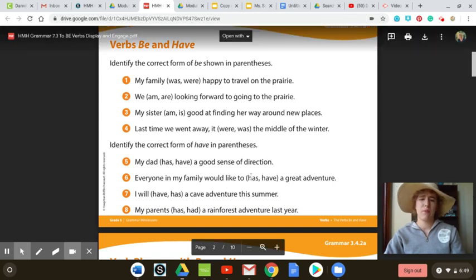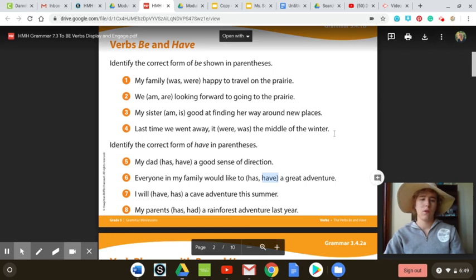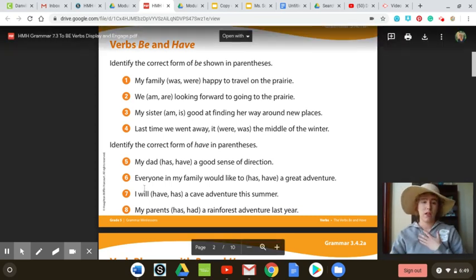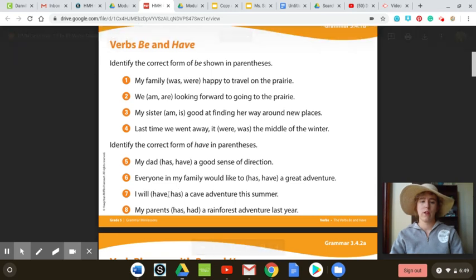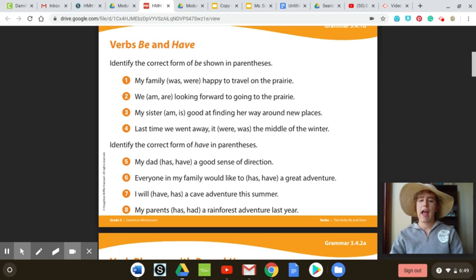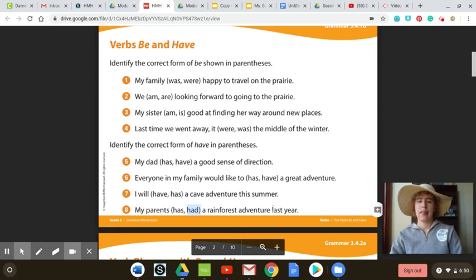I know that that's a lot of people, so I'm going to choose have. Number 7, I will have or has a cave adventure this summer. That sounds really fun. I want to have a cave adventure. I know that I am singular. I will have. And then number 8, my parents has or had a rainforest adventure last year. My parents had, because it happened last year.